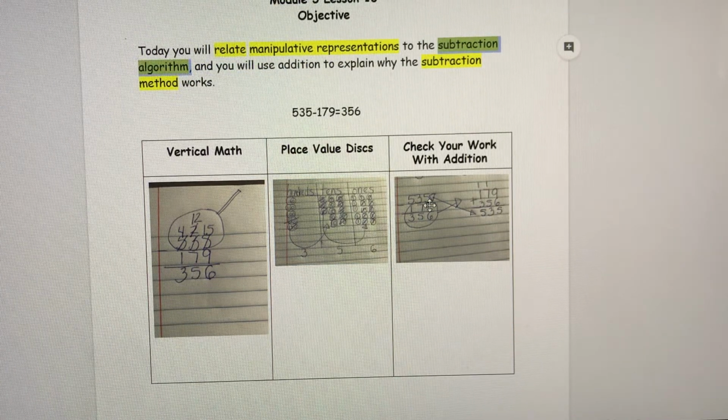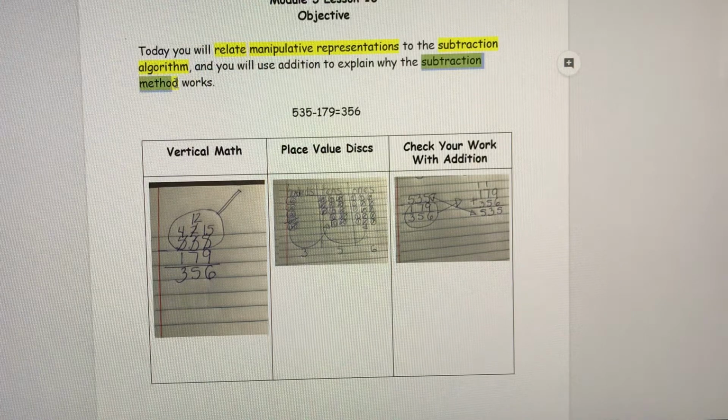And you are going to, lastly, check your work by adding to make sure that the subtraction method you used was correct and that the answer was accurate. Because remember, in addition and subtraction and any kind of math, it is important for your answer to be accurate. Otherwise, you've just wasted your time if your work isn't correct.